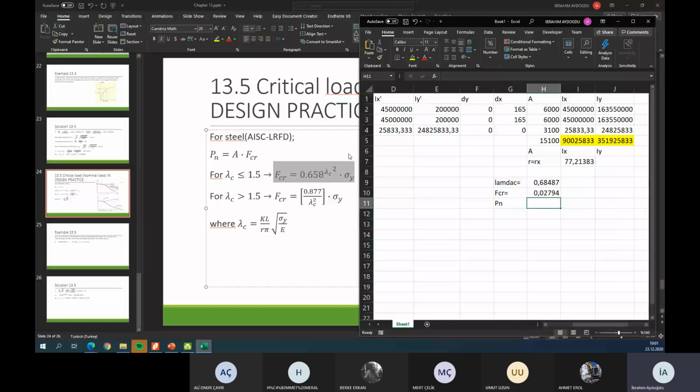Pn, you can see, is A times Fcr. Where's my A in here? So Pn is equal to A times Fcr. So you can see nominal force is 421.88. So design force, as you already said, Ahmed, we can multiply Pn with 0.9, isn't it? Yes. So design force is 379.